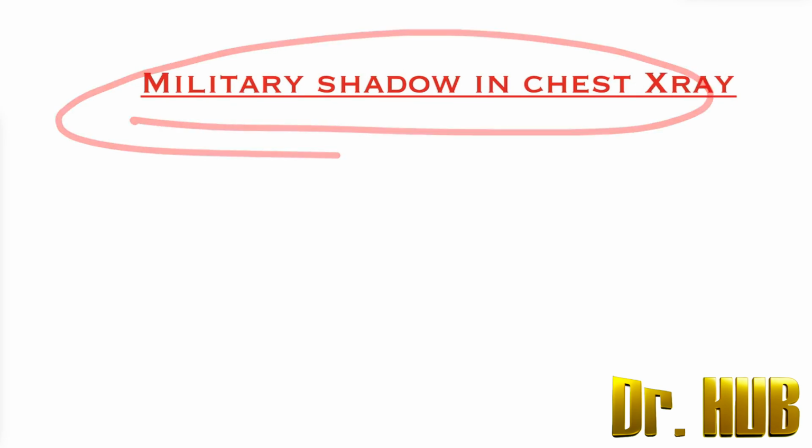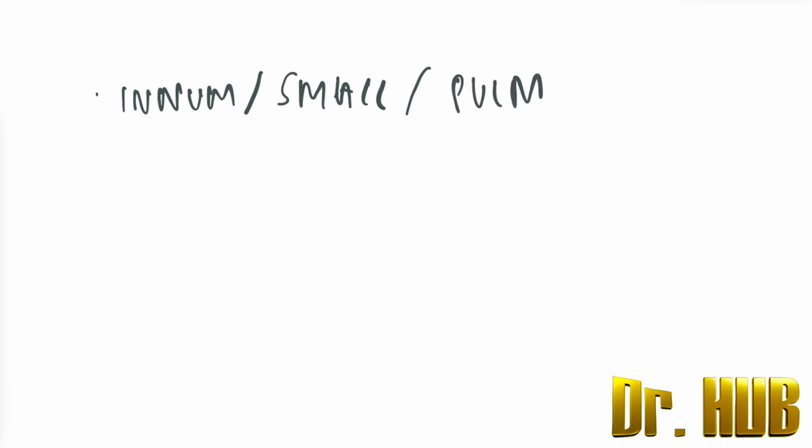Miliary shadow in chest X-ray. Now we'll be looking at its causes. So miliary shadow basically refers to innumerable small pulmonary nodules. It is nothing but the innumerable, small pulmonary nodules.